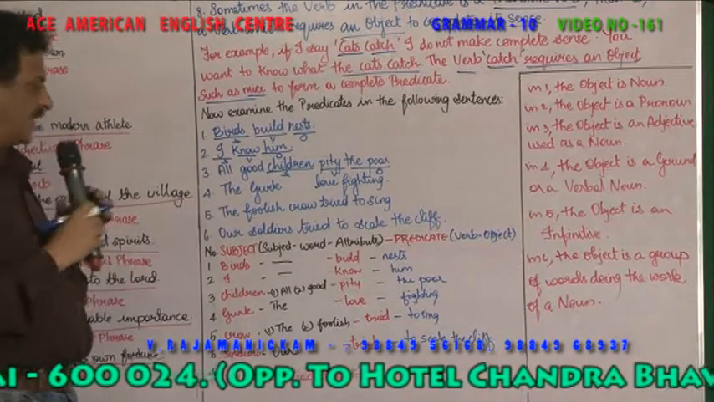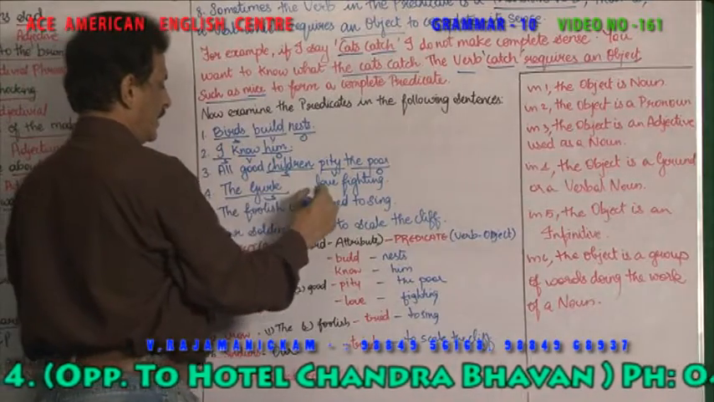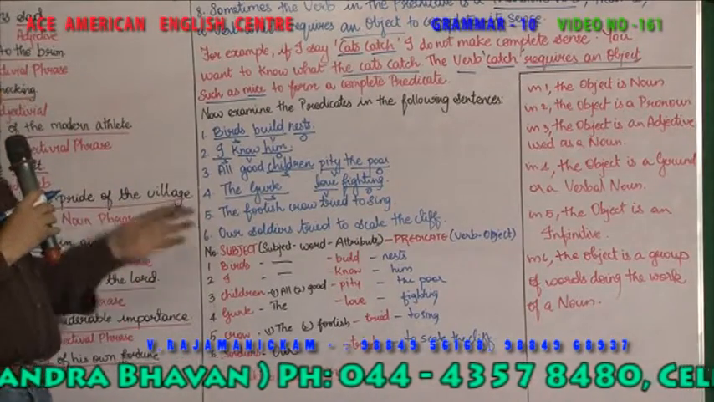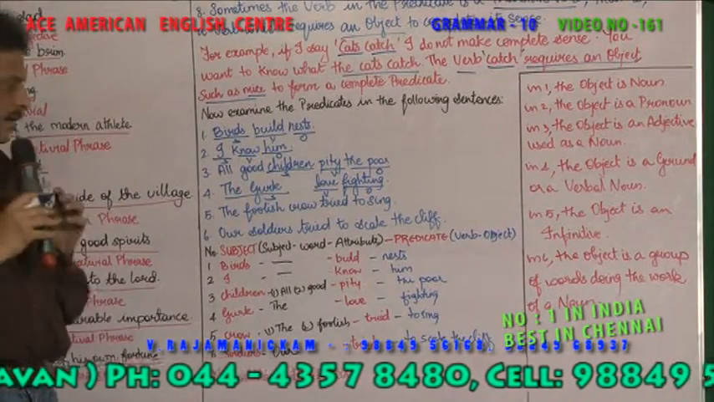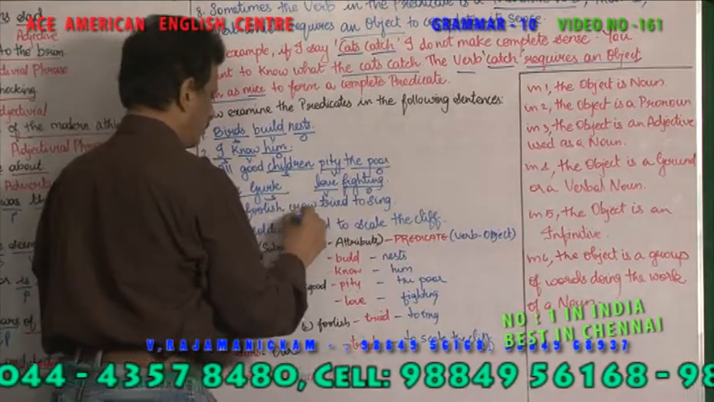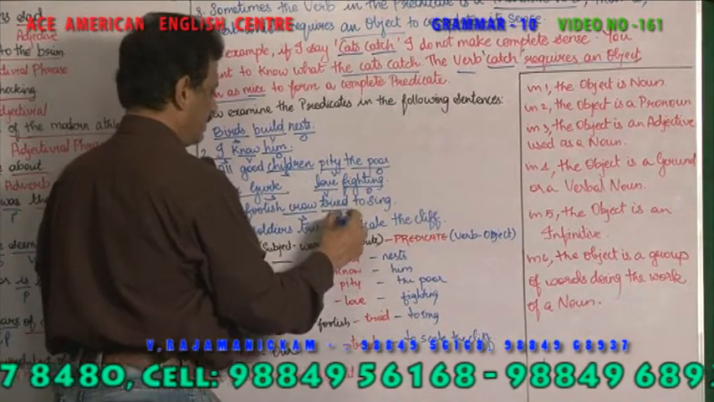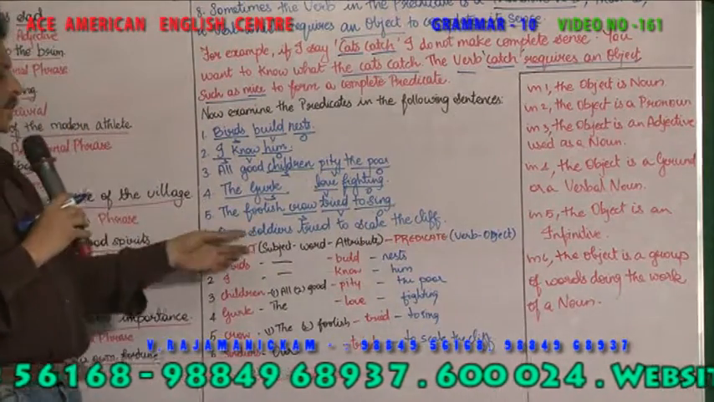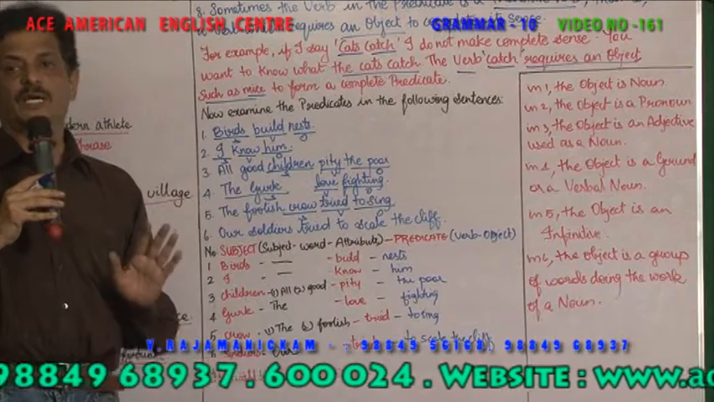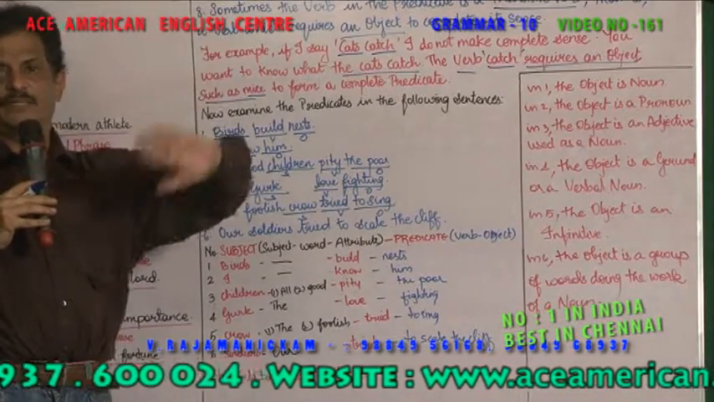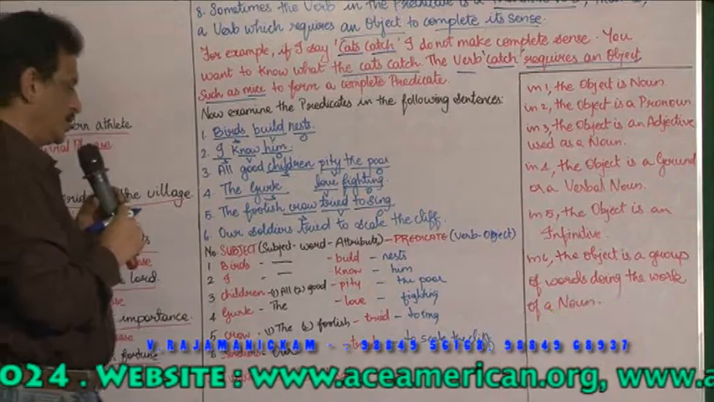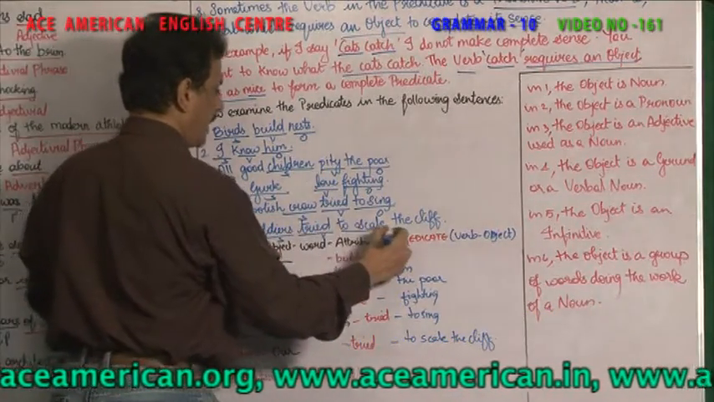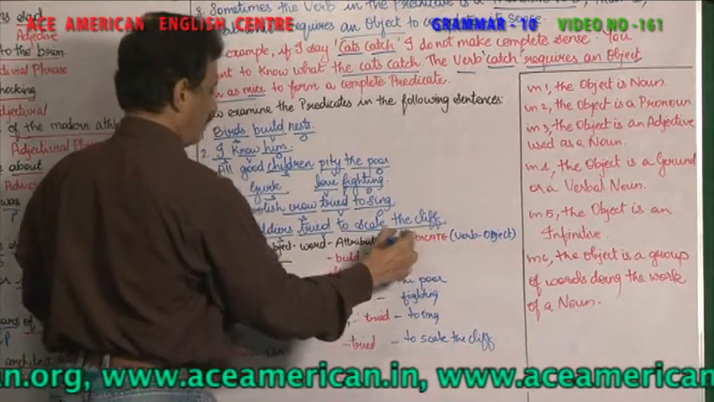The gurk love fighting. The gurk is the subject. Love is the verb. Fighting becomes an object here. The foolish crow tried to sing. So the crow becomes the subject here. Tried becomes a verb. For what? To sing becomes an object here. Our soldiers tried to scale the cliff. So our soldiers tried to climb the cliff, that is, the surface of a mountain top. So soldiers is the subject here. Tried is the verb. To scale the cliff becomes the object, right?